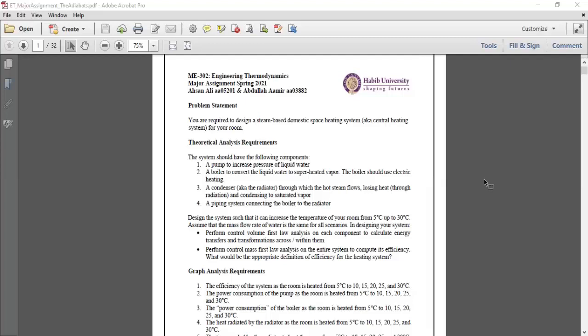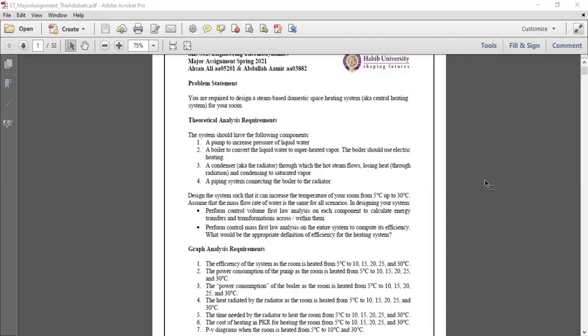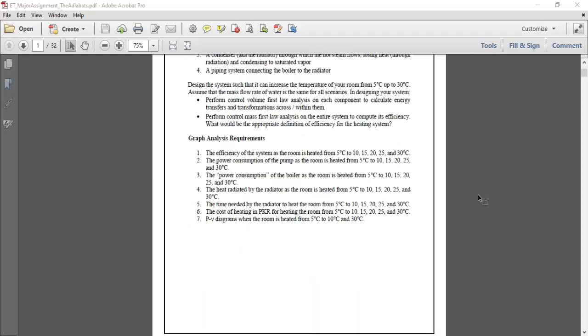In designing this system, we had to perform control volume or open system analysis of all the four major components to study energy rates transfers across them based on the assumptions that we took. Next, we had to analyze the system as a whole by performing control mass or closed system analysis to determine the overall efficiency of the system. The next step was to perform different graphical analysis to study the trend for different parameters like efficiency, heat radiated, power consumption, and cost analysis. So let me start off by showing how our complete system looks like.